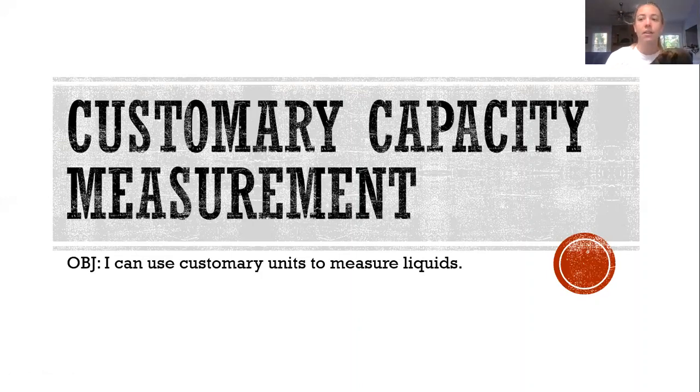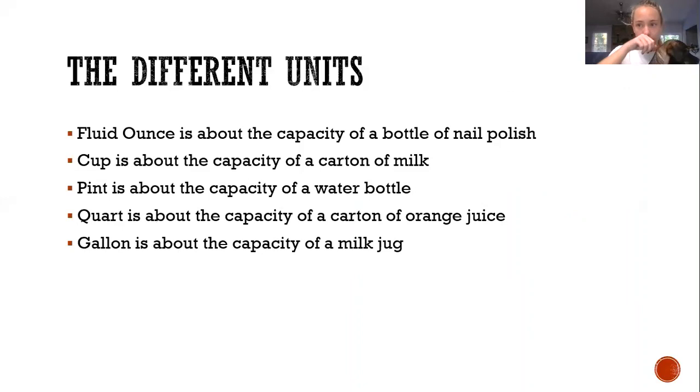Today we are talking about capacity measurement. That means how much liquid fits into a container. For customary units, our different units are a fluid ounce, which is about the capacity of a bottle of nail polish, a cup, which is about the capacity of a milk carton at school, a pint, which is about the capacity of a water bottle, a quart, which is about the capacity of a carton of orange juice, and a gallon, which is about the capacity of a milk jug.